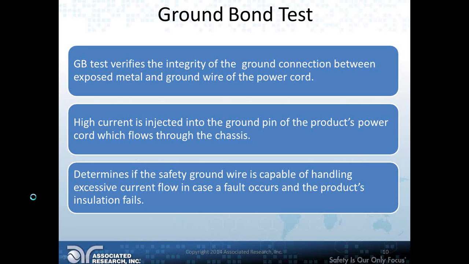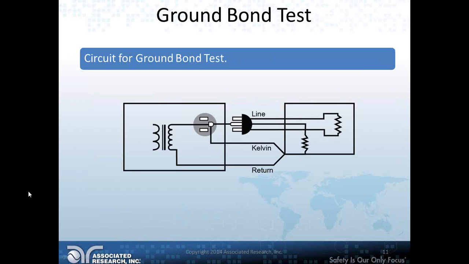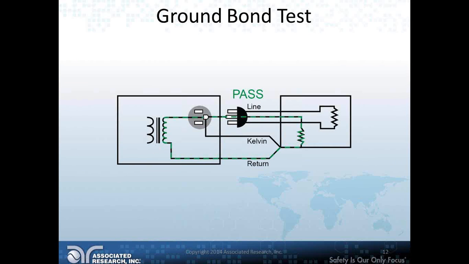So let's take a quick look at the circuit for the ground bond test. The ground bond test, like I said, is a high current test, and if you look at this picture, you'll see the dashed green line showing how the high current is injected into the ground pin of a product, and the return connection is made on the chassis point of the product. And a four-wire measurement is made in some cases. Some of our testers do use a Kelvin connection, a four-wire connection, to offset the lead resistance.